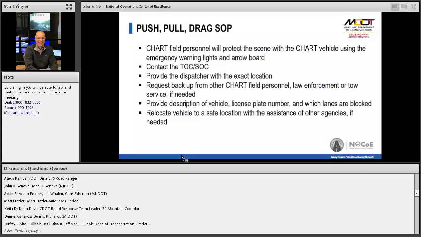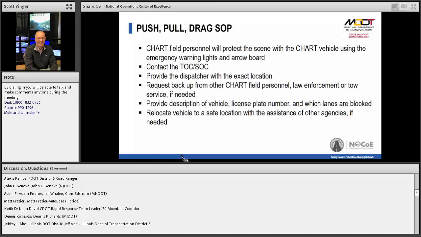We're very clear in our standard operating procedures that our actions are governed very closely with our drivers here. This tells them exactly what they should do no matter the vehicle in the road or anything in the road. They protect the scene first. They contact our centers, make sure they know what they're doing, give the exact location, and if they need backup, simply request other assistance. This is the key, though: provide a description, license plate number, and what lanes are blocked.